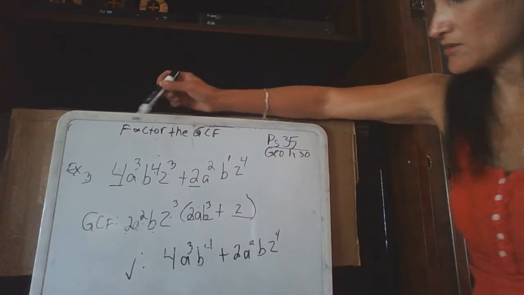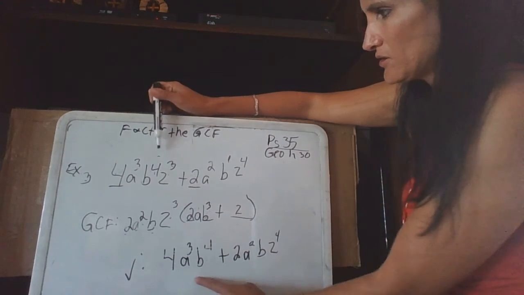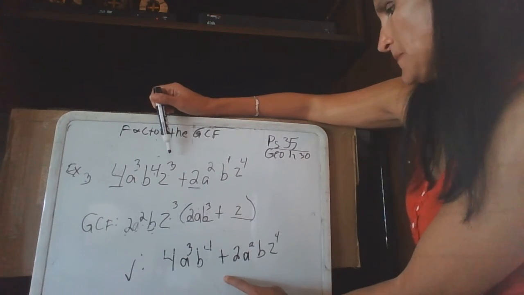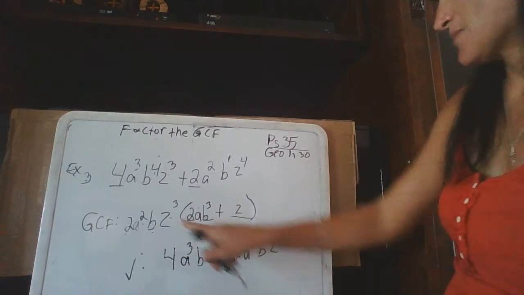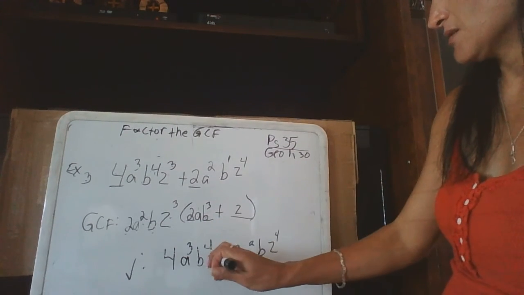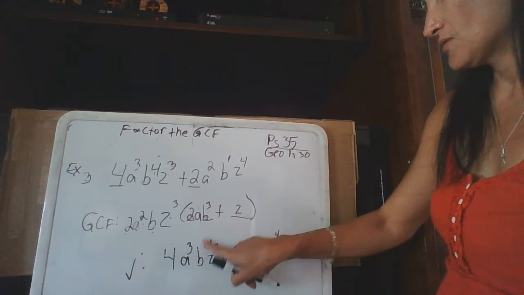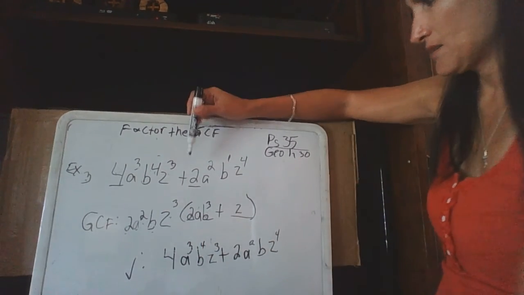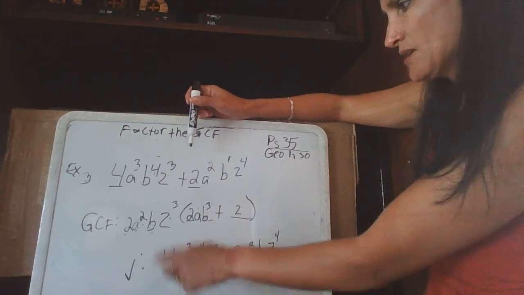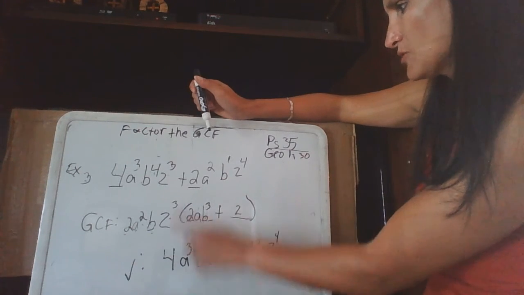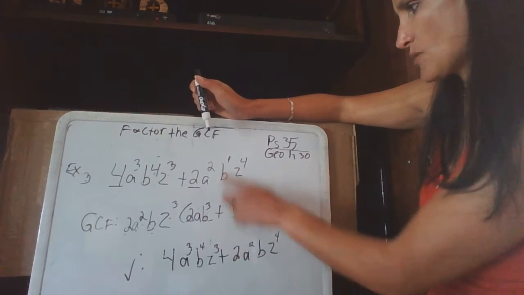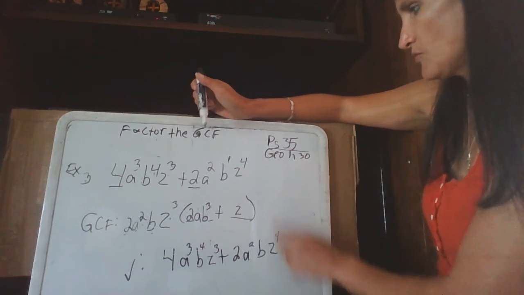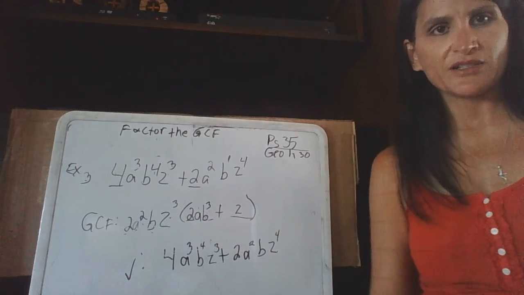Okay, now let's look. Do they match? 4a to the third, b to the 4, 2 to the z to the third. Oh, I missed my z to the third on this term. Man, I'm just making all kinds of errors. There we go. 3. There we go. And then I had forgotten to distribute it. Okay, now I'm going to check the second term. Would be 2a squared b z to the fourth. And there you go. It checks out.